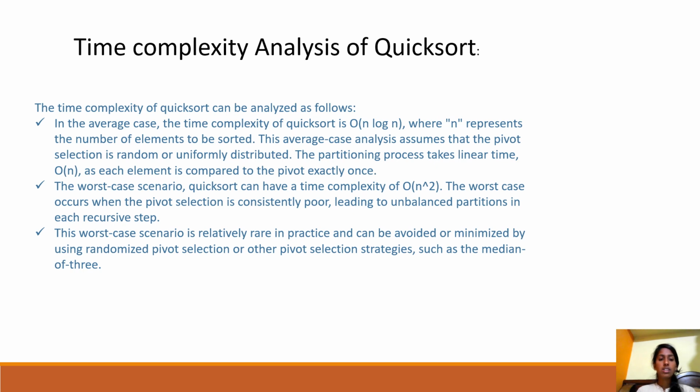In the worst case scenario, quicksort can have a time complexity of O(n squared). The worst case occurs when the pivot selection is consistently poor, leading to unbalanced partitions in each recursive step. The worst case scenario is relatively rare in practice and can be avoided or minimized by using randomized pivot selection or other pivot selection strategies such as median.